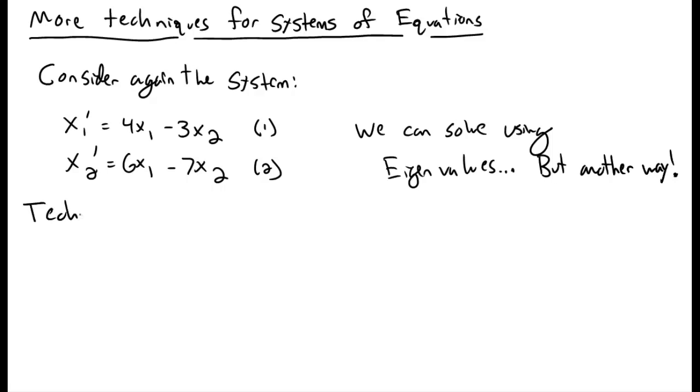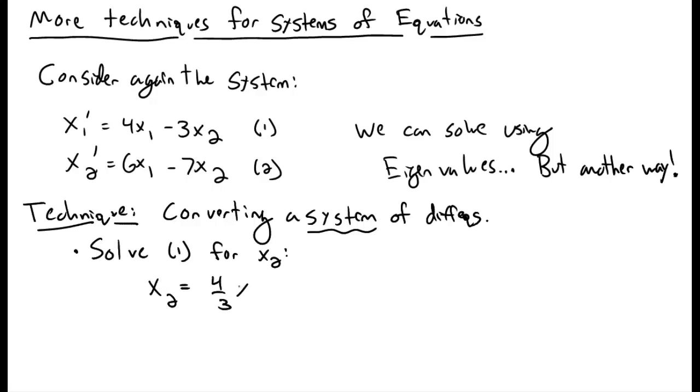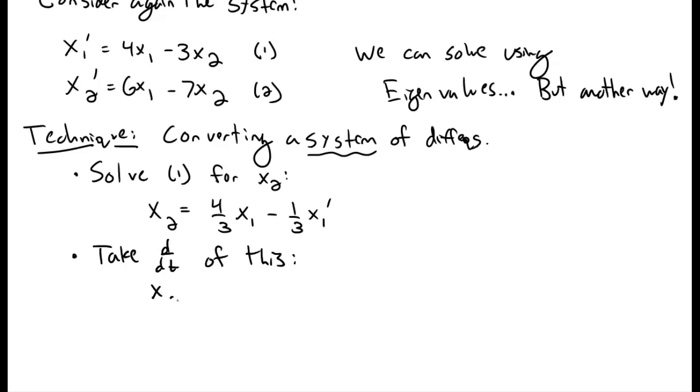as well. And so let's learn a new technique, and this technique involves converting a system of coupled differential equations into one differential equation, which is of a higher order. So first, let's solve equation 1 for the variable x2. And so moving things over, we get x2 as this. So now take a time derivative of this equation. So you get x2 prime is equal to 4/3 x1 prime minus 1/3 x1 double prime, a second derivative.